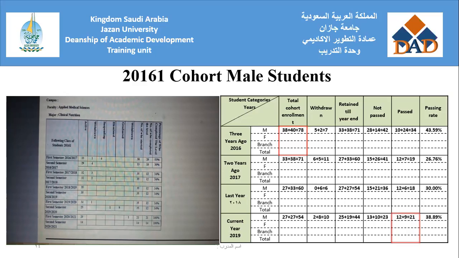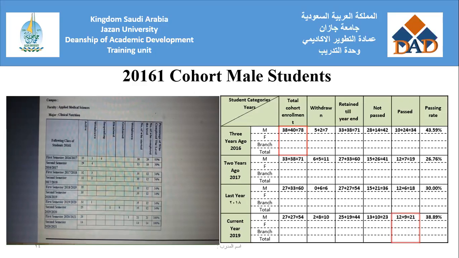Similarly, 24 students completed all first year courses in the 2016-2 batch. A total of 34 students passed all courses from the 2016 year and the remaining 42 students did not pass. So I have calculated the pass percentage: 34 divided by 78, number of students passed over total number of students enrolled in the program. So 34 divided by 78 comes to 43.59%.